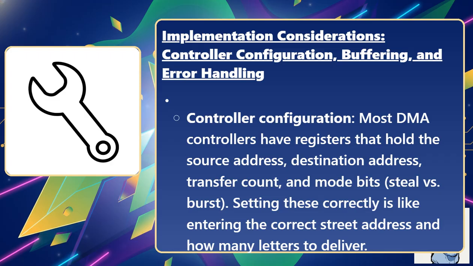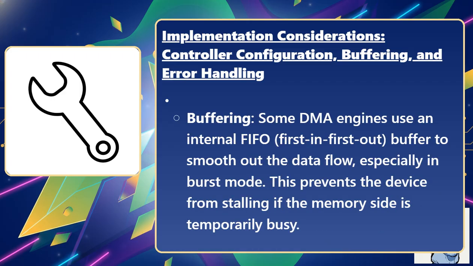Controller configuration. Most DMA controllers have registers that hold the source address, destination address, transfer count, and a mode bit, steal versus burst. Setting these correctly is like entering the correct street address and how many letters to deliver. Buffering. Some DMA engines use an internal FIFO, first-in first-out, buffer to smooth out the data flow, especially in burst mode. This prevents the device from stalling if the memory side is temporarily busy.